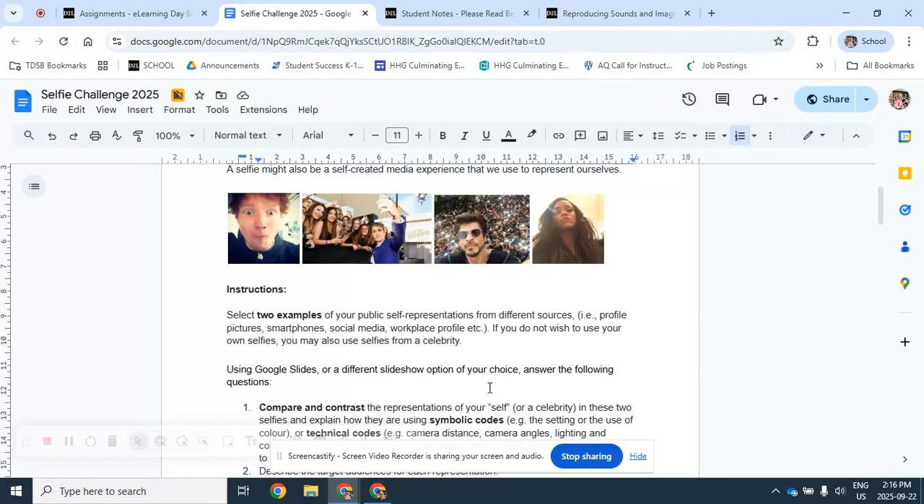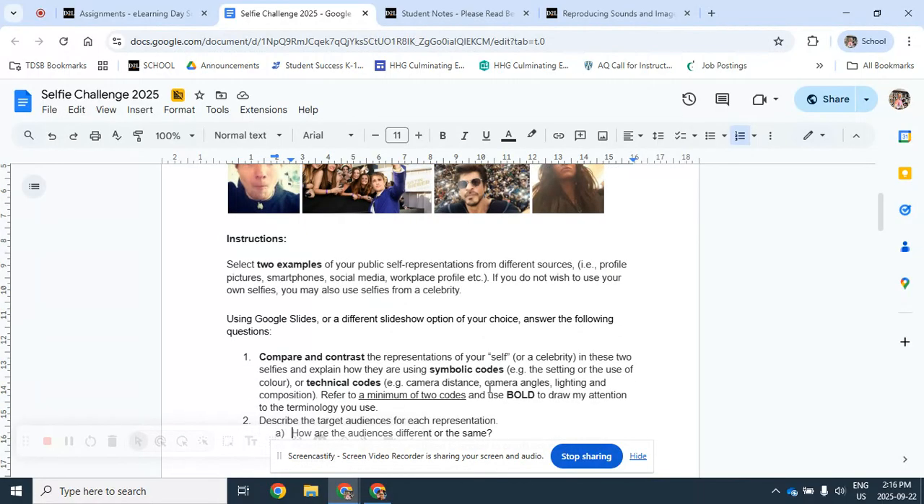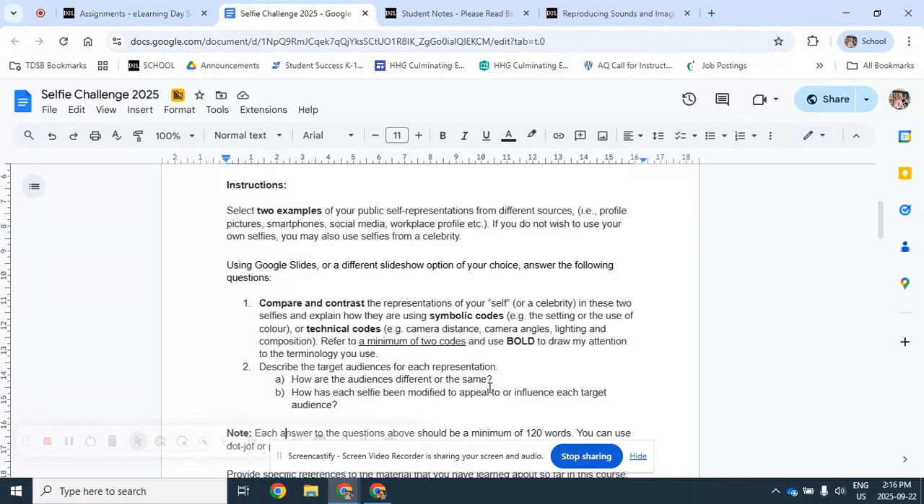So you're going to use Google Slides or any other slideshow program, and you are going to answer the following questions. You are going to compare and contrast the representations of yourself or a celebrity in these two selfies and explain how they are using symbolic codes, for example, the setting or the use of color, or technical codes. So it could be camera distance, camera angles, lighting, and composition.